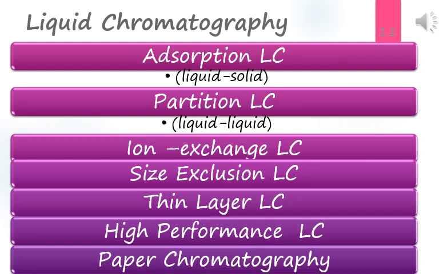Another one is liquid chromatography. Based on the process, it is classified as adsorption liquid chromatography, which is used for liquid-solid separation, whereas partition liquid chromatography is used for liquid-liquid separation. There is also ion exchange liquid chromatography, size exclusion LC, thin layer LC, and HPLC, which is high performance or high pressure liquid chromatography, and the last one is paper chromatography.